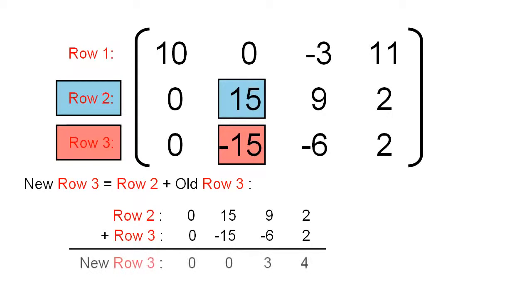And there it is. There's the new row 3. Notice it starts with 2 zeros there. So we replace the row 3 with the new row 3. And there we have it.